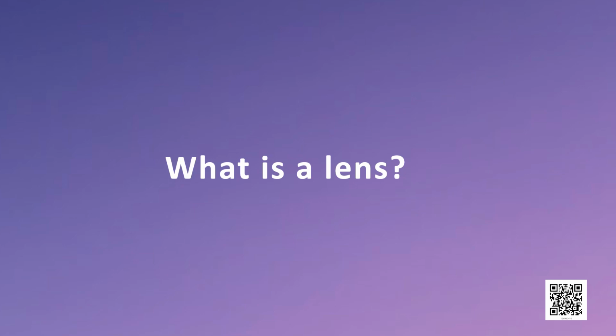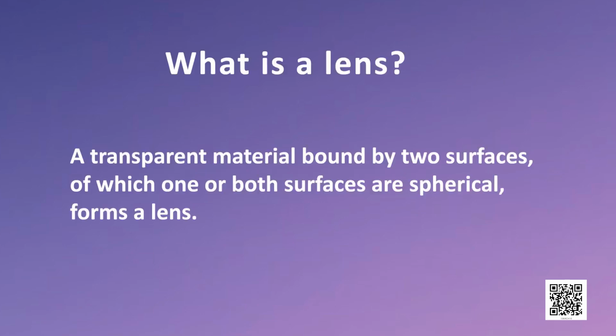What is a lens? A transparent material bound by two surfaces, of which one or both surfaces are spherical, forms a lens. This means that a lens is bound by at least one spherical surface. In such lenses, the other surface would be plane.